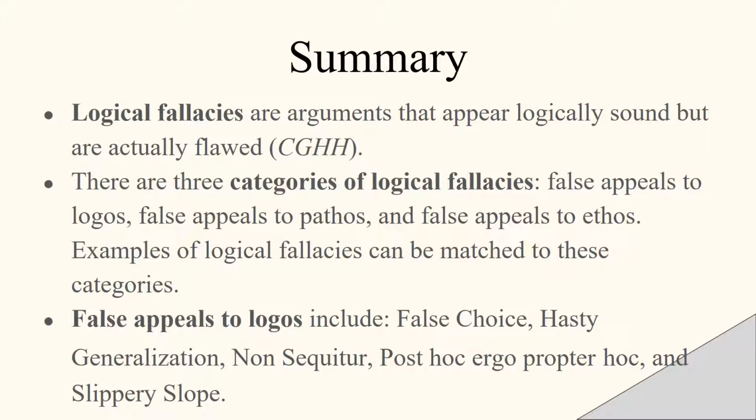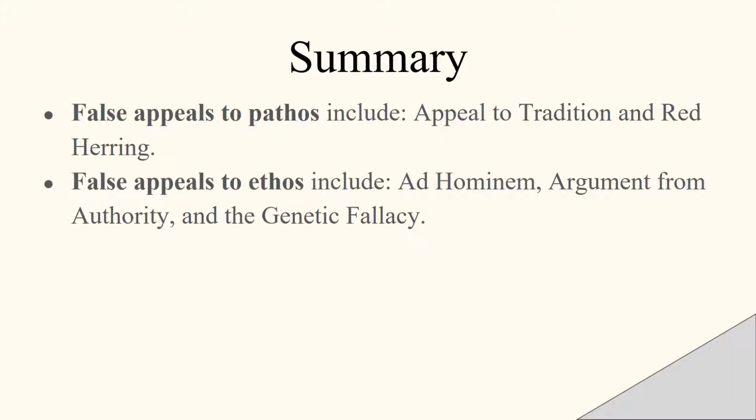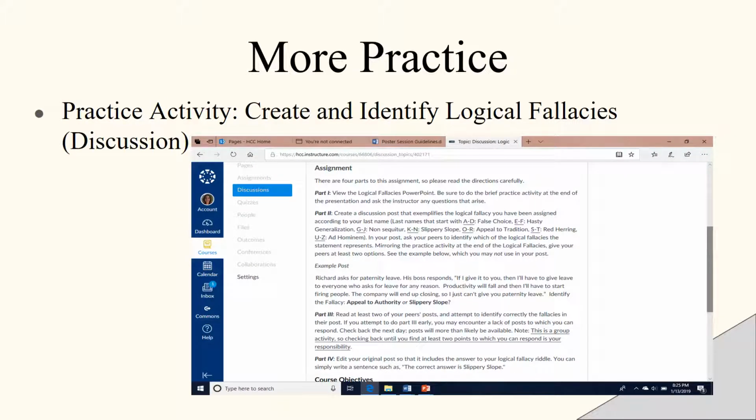Logical fallacies are arguments that appear logically sound, but are actually flawed. There are three categories of logical fallacies: false appeals to logos, false appeals to pathos, and false appeals to ethos. Examples of logical fallacies can be matched to these categories. False appeals to logos include false choice, hasty generalization, non sequitur, post hoc ergo propter hoc, and slippery slope. False appeals to pathos include appeal to tradition and red herring. False appeals to ethos include ad hominem, argument from authority, and the genetic fallacy.